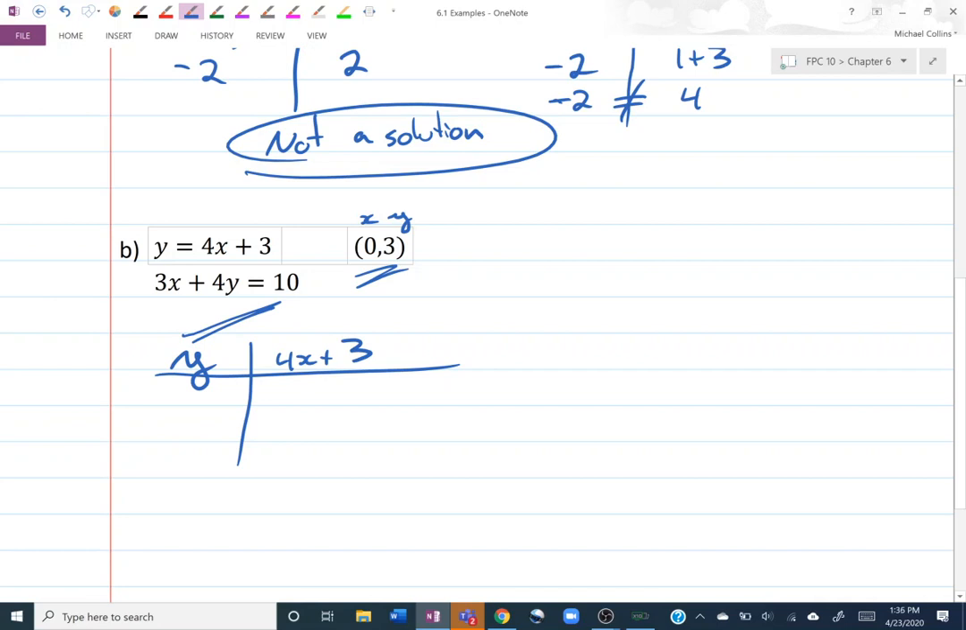I'd like to demonstrate one that was a solution, but all it means is that if one side is the same as the other side, then it is in fact a solution. But let's go ahead and check. Let's not get ahead of ourselves.